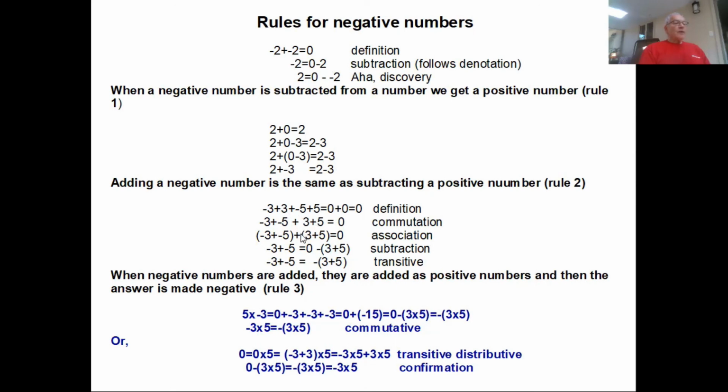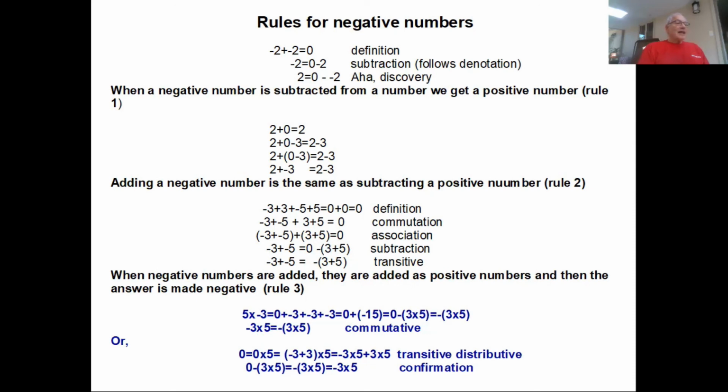We group them, and then we take one of those groups, the 3 plus 5, which is 8, subtract it, and that gives us minus 3 plus minus 5 equals 0 minus 3 plus 5. But 0, when we subtract a negative number from it, gives us a negative number. That's our transitive property. So we now show that when we add two negative numbers, we add them as positive numbers and put a minus sign in front of them.